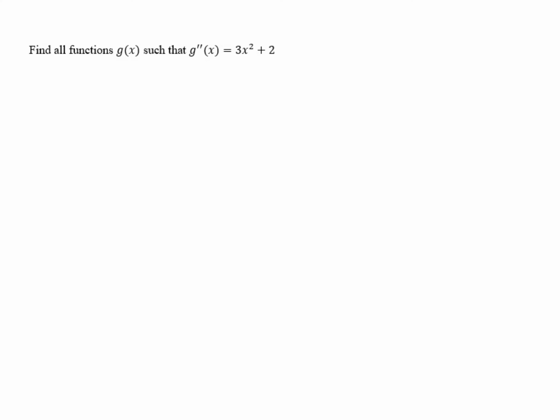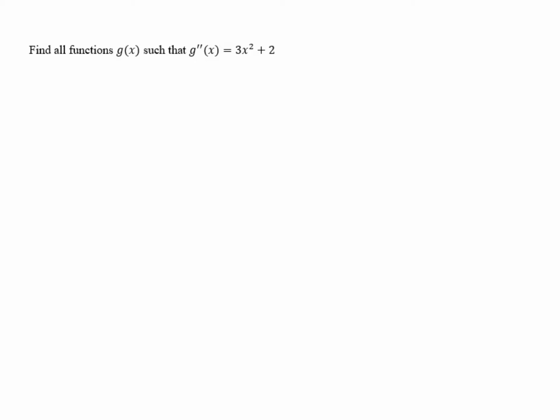Find all functions g of x such that the second derivative of g equals 3x squared plus 2. Well, this is interesting. We need to figure out which functions have a second derivative that's given. So to do that, we've got to take two antiderivatives. The opposite of differentiating twice is antidifferentiating twice.